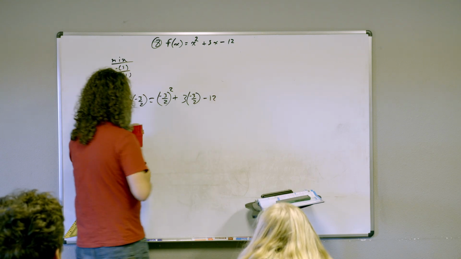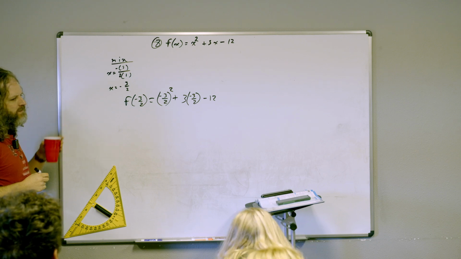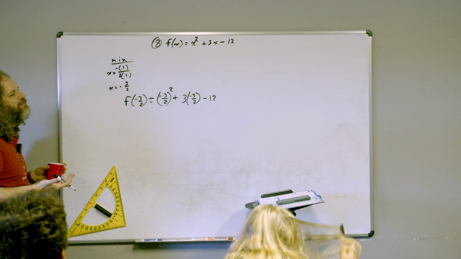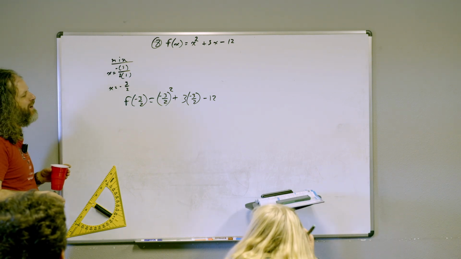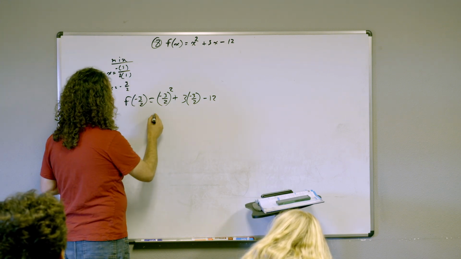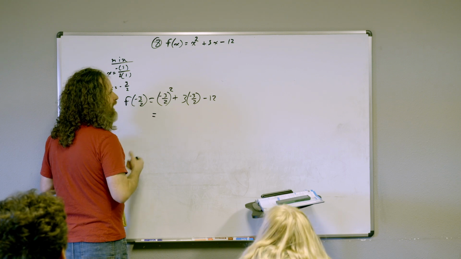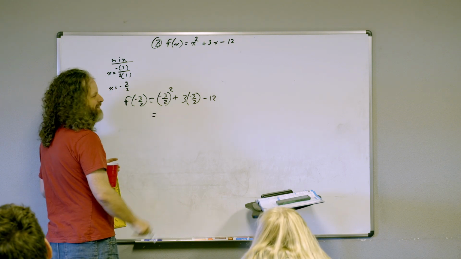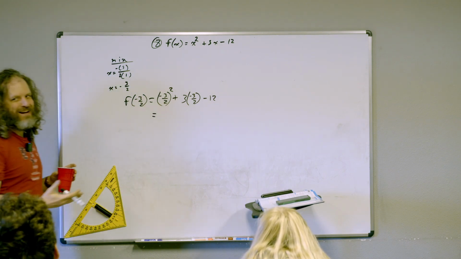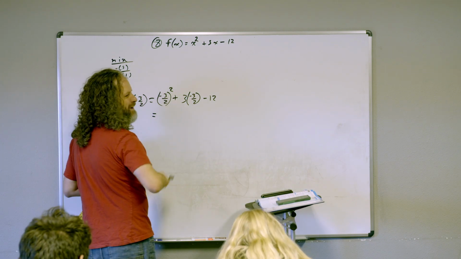You have a calculator. You don't need a calculator for this problem, kids. You can do this in your brain. What's negative 3/2 squared? How about 9/4? Square the top, square the bottom, 9/4. That's why you don't need a calculator. This is not difficult math.